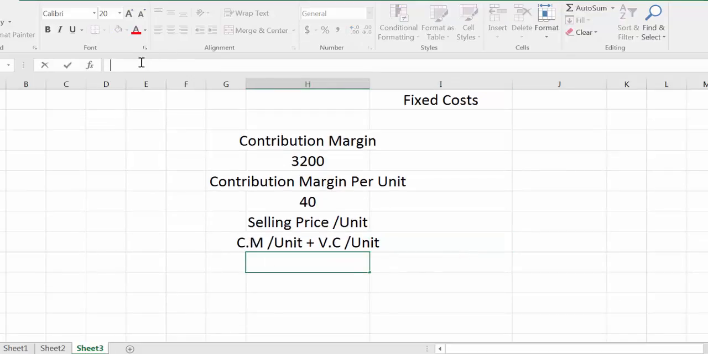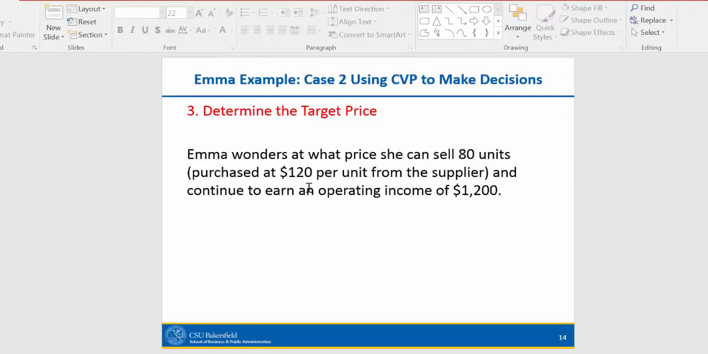So all you have to do is add 40 to 120. Okay, so 160. So Emma should sell the package at 160. When she sells 80 units, she will earn an operating income of 1,200. So that's the last situation here.